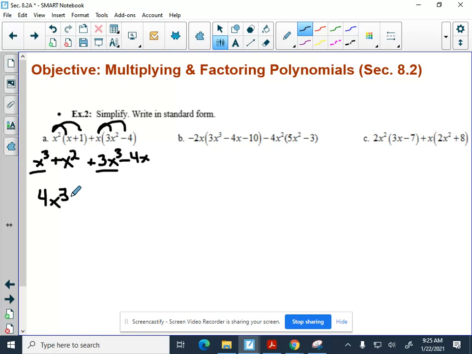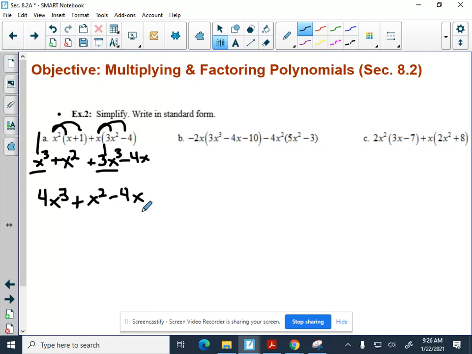We can only add the ones that have the same powers. So this one has an x to the third. This one has an x to the third. We can put them together. Then we take the next power down because we're trying to put in standard form. So we go from highest to lowest. So we get plus x squared minus 4x. And that's our answer.